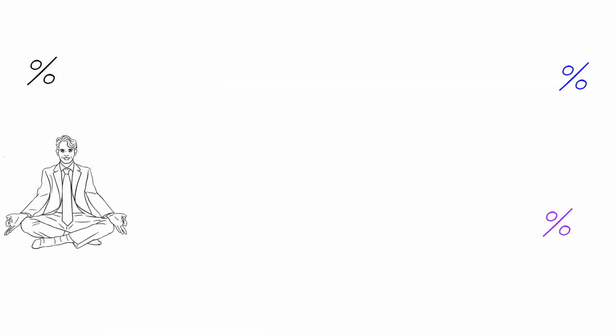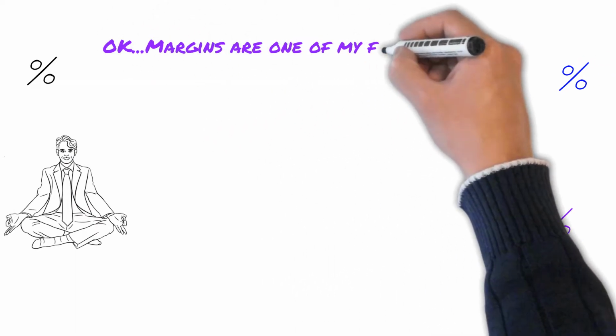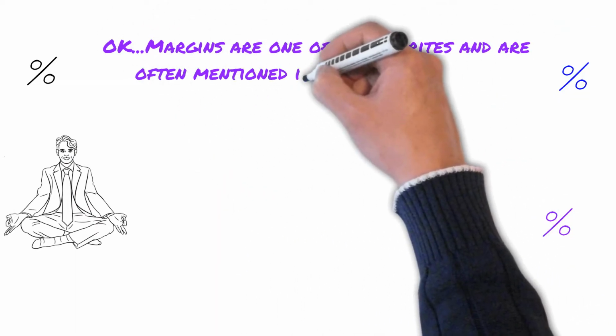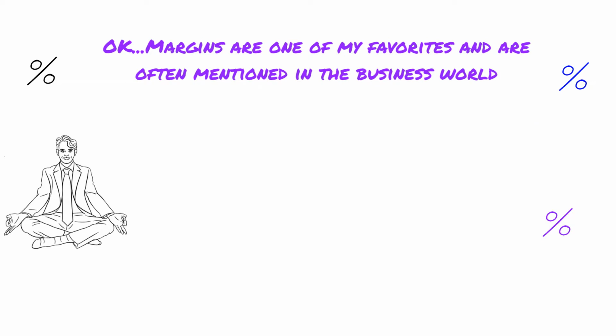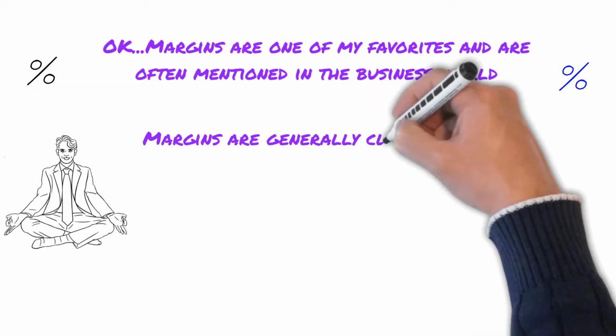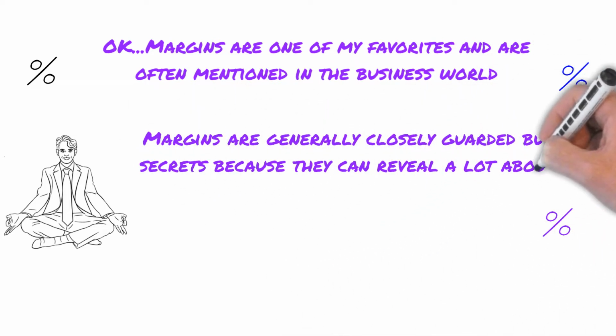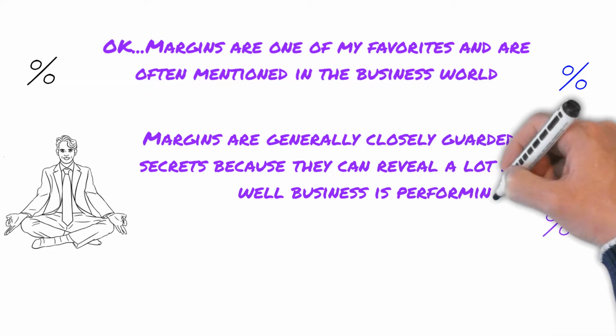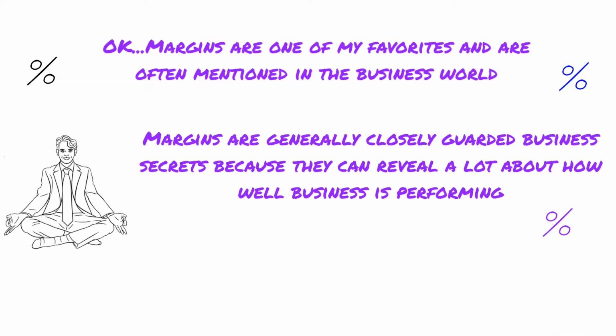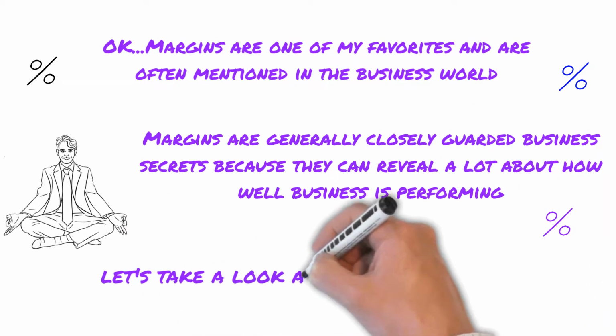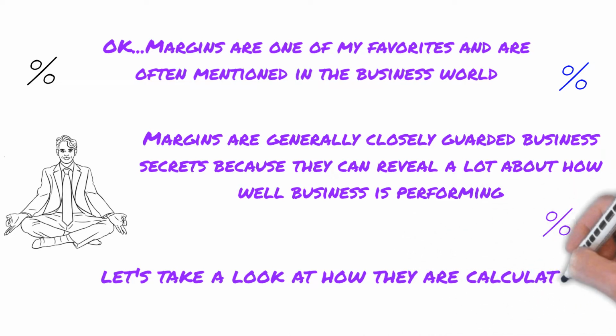Margins are one of my favorite topics and are often discussed in the business world. We spend a lot of time discussing margins. You will hear terms like sales margins, profit margins, operating margins, etc. We will talk about sales margins. This is the difference between the selling price and the cost of goods for selling. Margins can tell you a lot about how a business operates, and because of this are often closely guarded secrets. Let's take a look at how they're calculated.